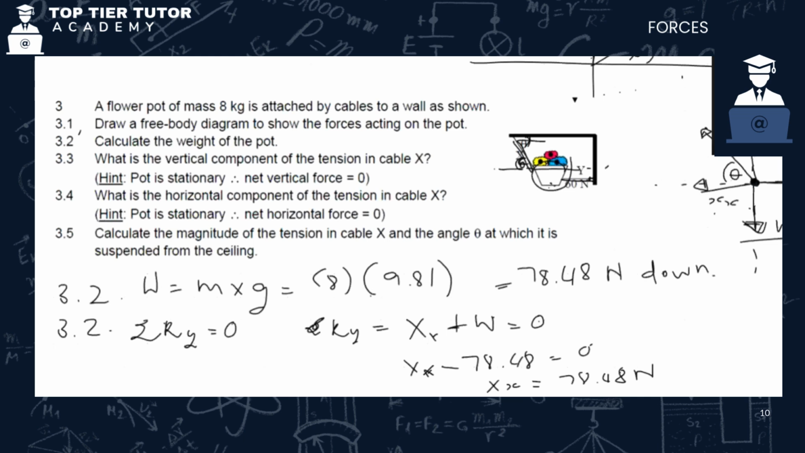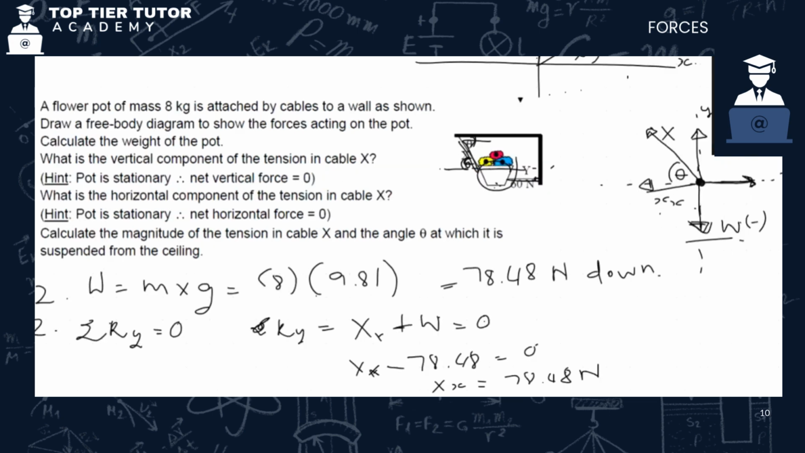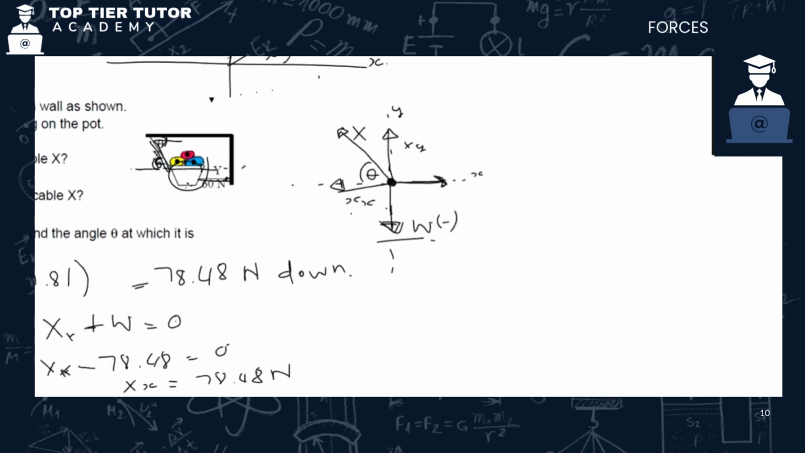Then question 3.4 wants us to calculate the horizontal component. If we look at our free body diagram, we will note that the resultant force in the x direction would be equal to 0. The reason is that our plant is not moving, it's stationary, so the sum of all the forces must be equal to 0. We're going to choose going to the right as positive and going to the left as negative. So the resultant force in our x direction would be the sum of the x component of our x cable and also the y cable.